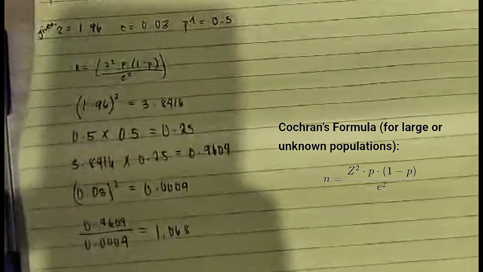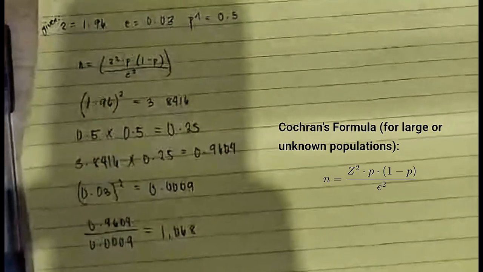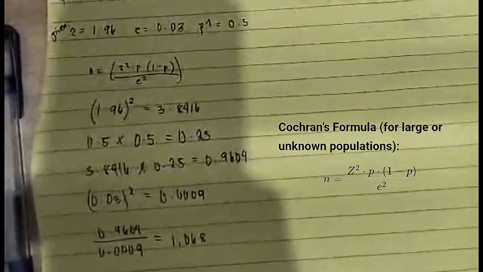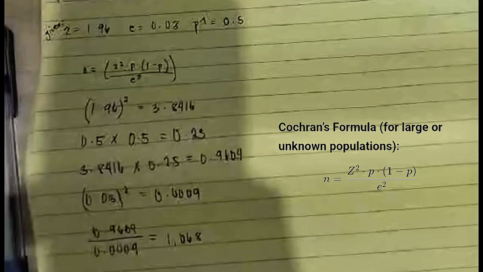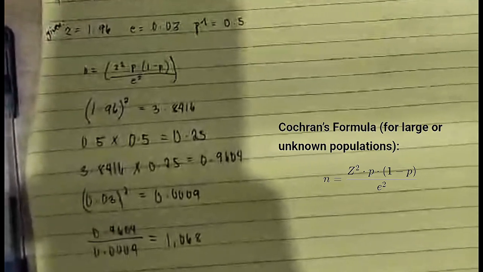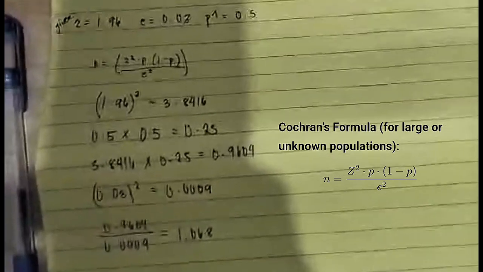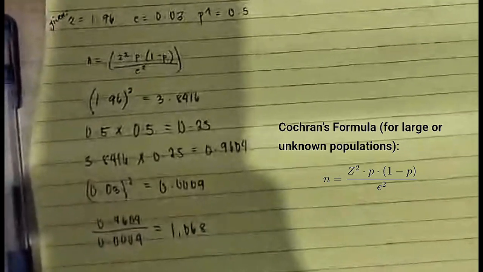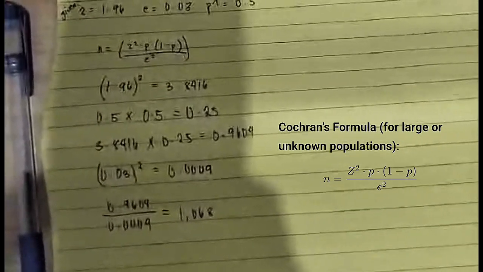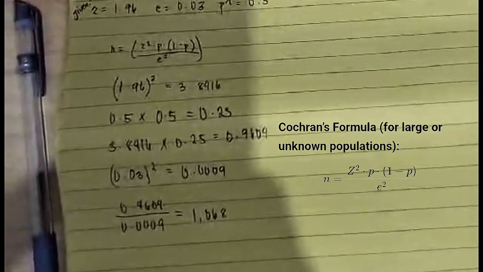The formula is n equals z squared times p times 1 minus p, all over e squared. 1.96 squared equals 3.8416. 0.5 times 0.5 equals 0.25. 3.8416 times 0.25 equals 0.9604. 0.03 squared equals 0.0009. 0.9604 divided by 0.0009 equals 1068. So, we need to sample 1068 adults.